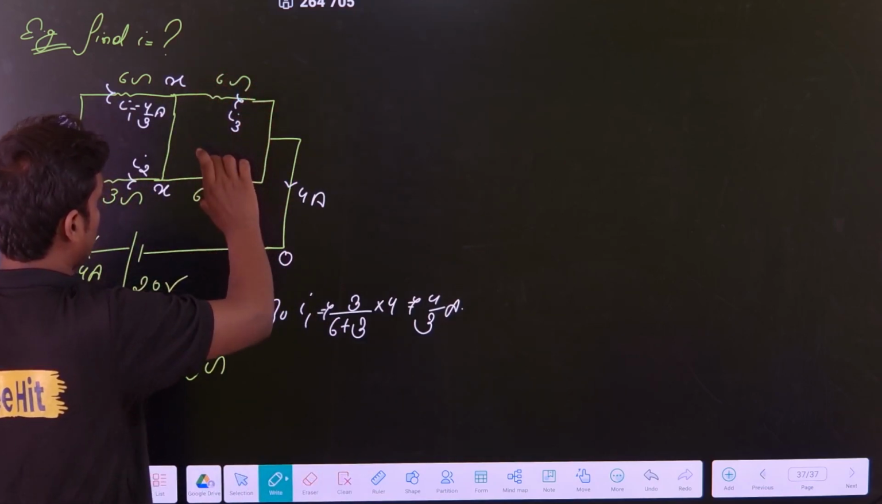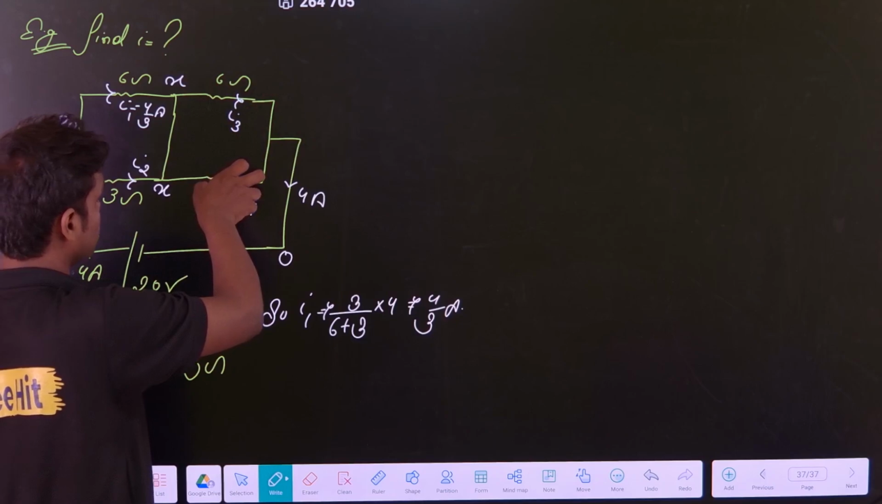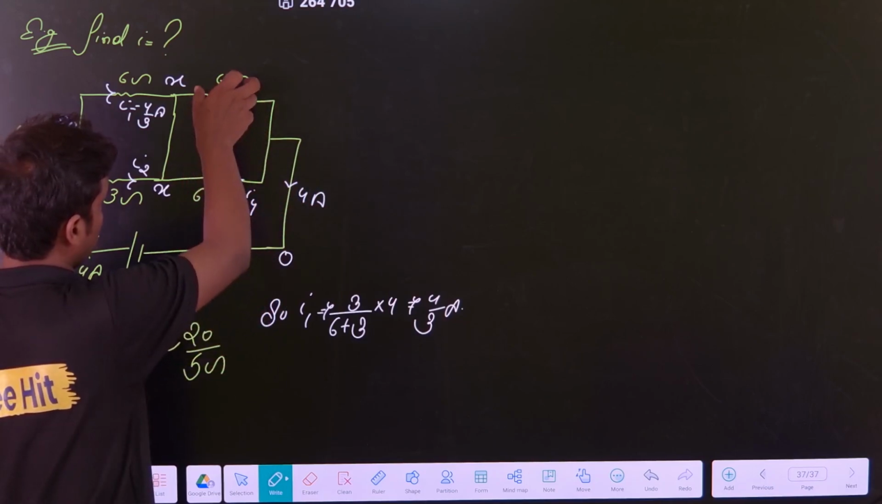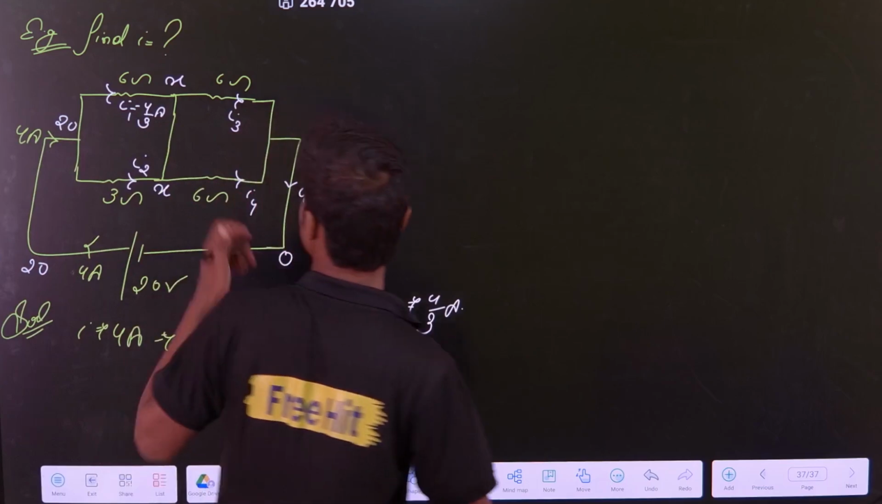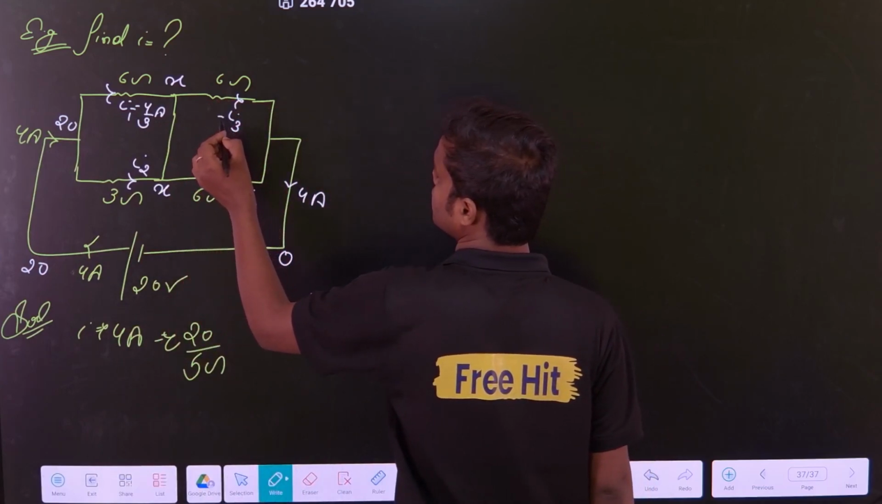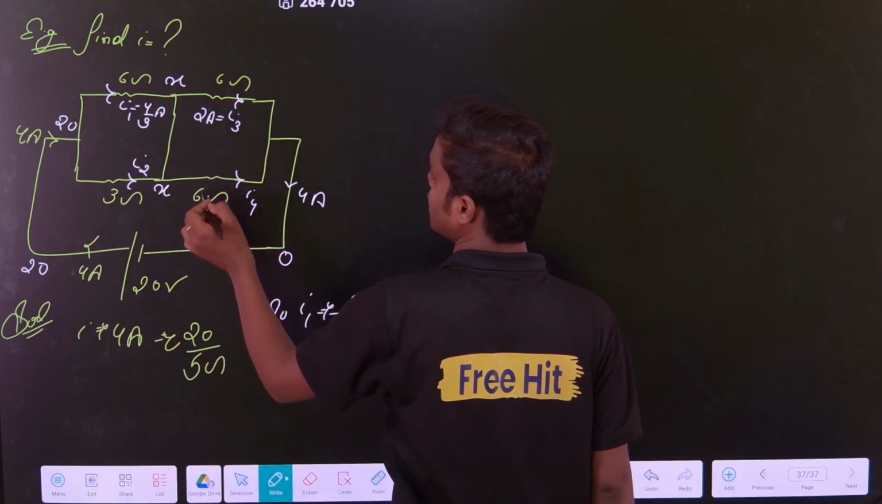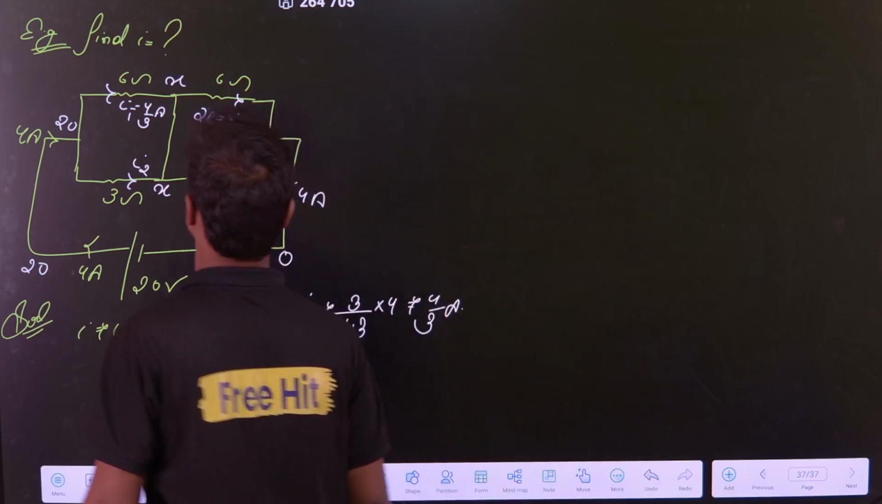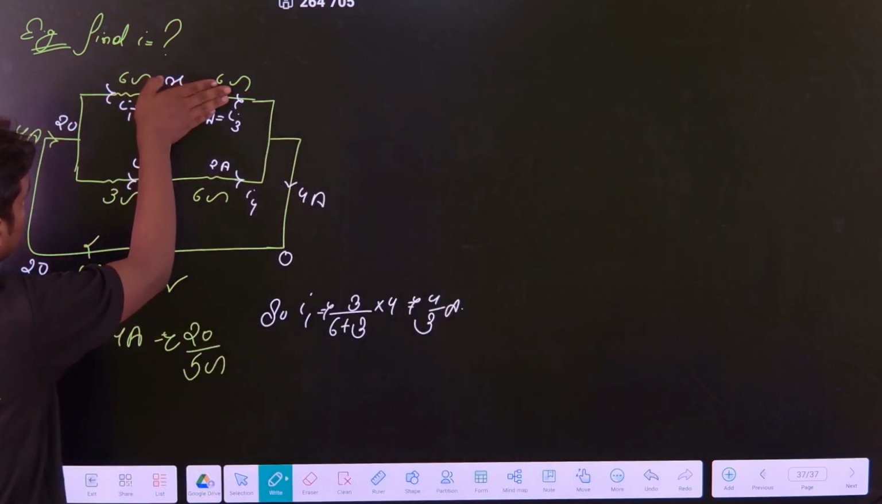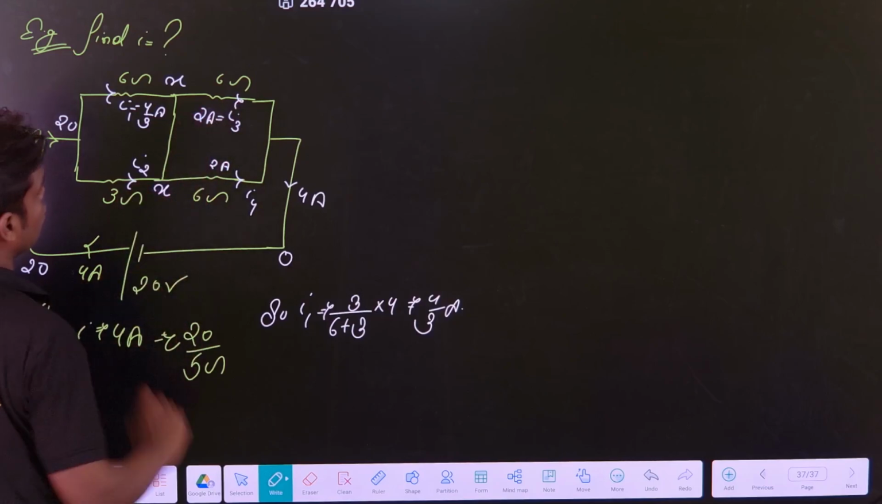Now these two resistances are also in a parallel combination. So I can divide this current in parallel by the current division rule. And as both the resistances are the same, I can say this will be 2 ampere and this will also be 2 ampere. Now you can see properly from here. 4 by 3 ampere is coming from here and it is getting 2 ampere from here.